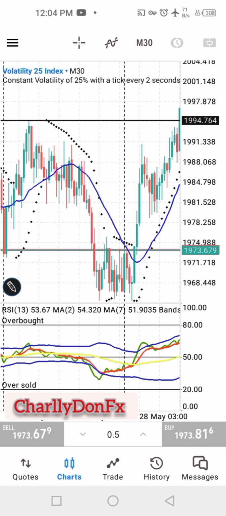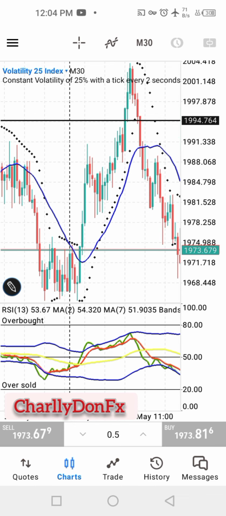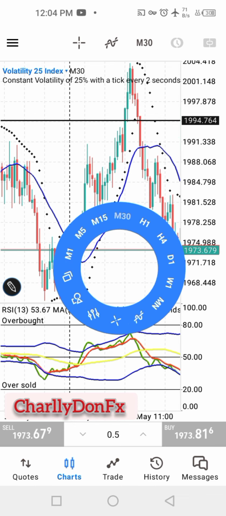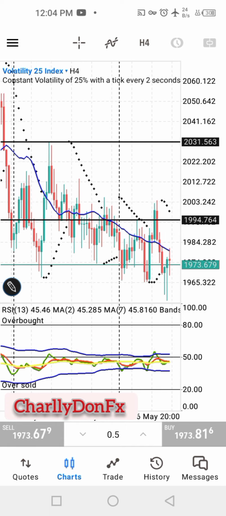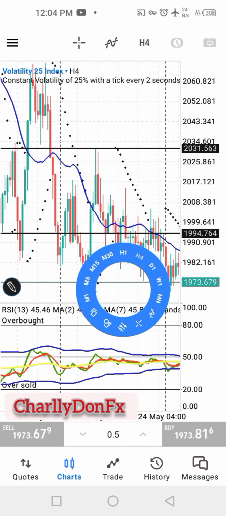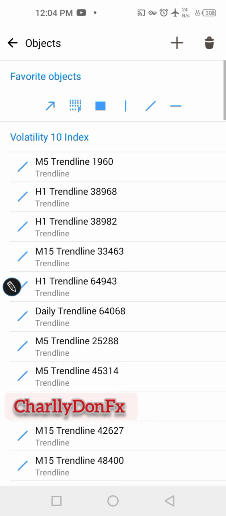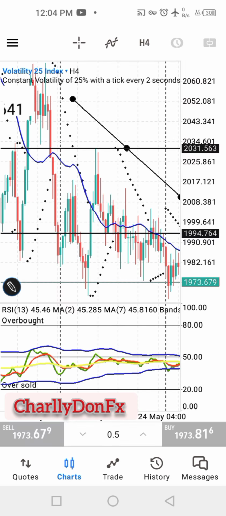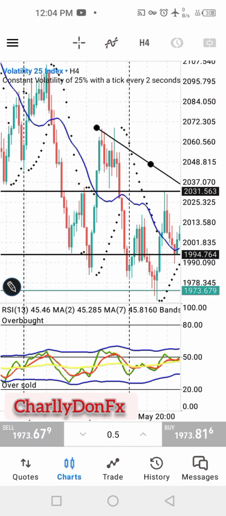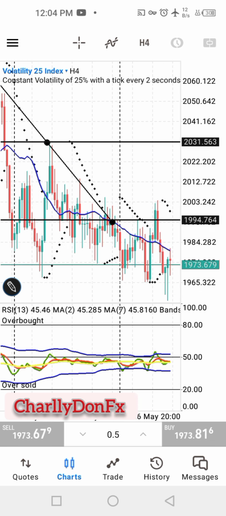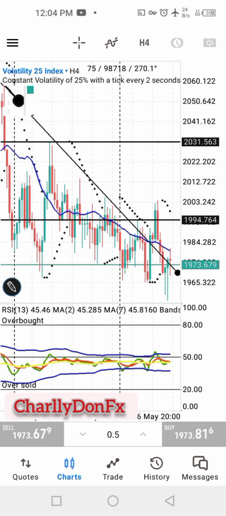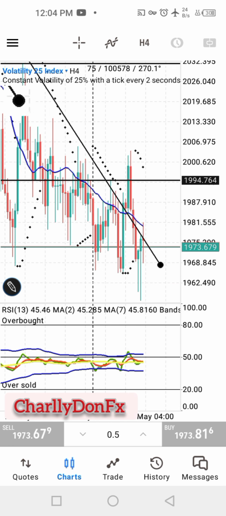And now, the next thing that you do is you go over to your higher time frame, say it's 1 hour or 4 hours. Now, can you say this is 4 hours? Let's plot our trend line, guys. Okay, that's one touch, two touch. Good.